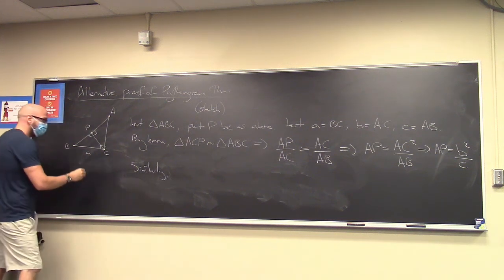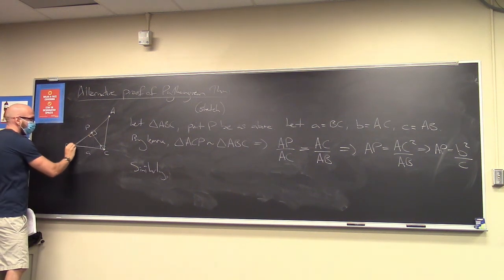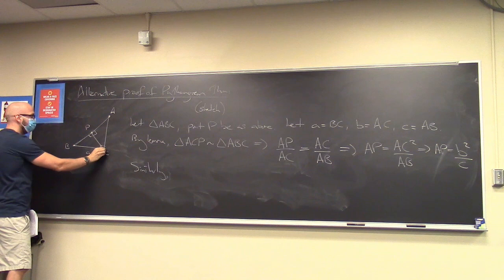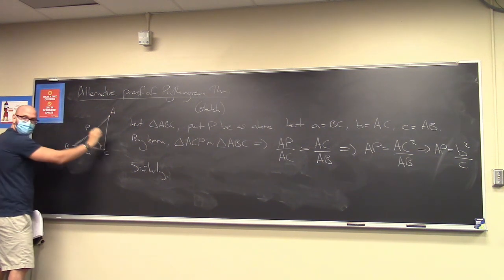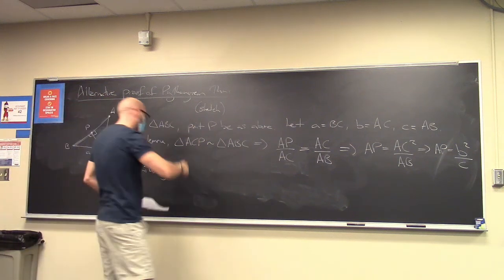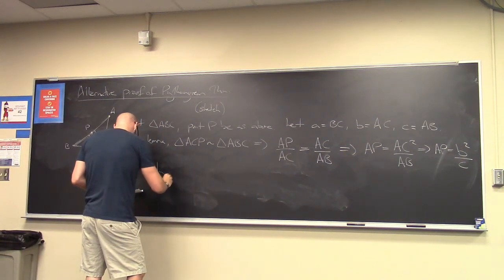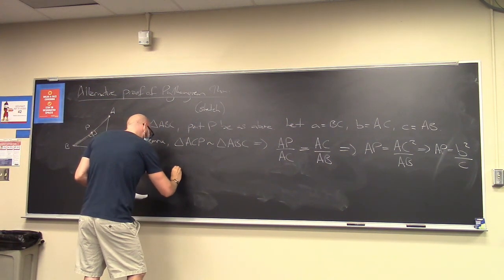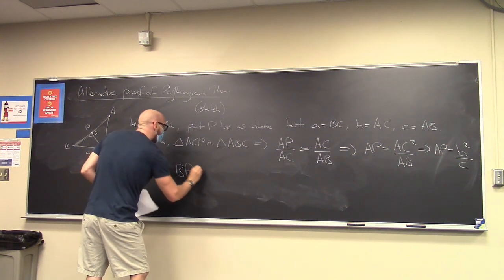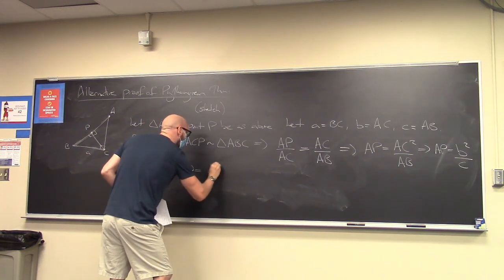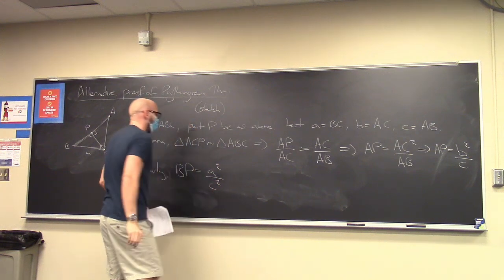All right, similarly, do that with the other two similar triangles. Do that with this triangle down here that we've already shown is similar to ABC. And you'll get another equation. So similarly, BP, go through the exact same work, you'll get that equals A squared over C.